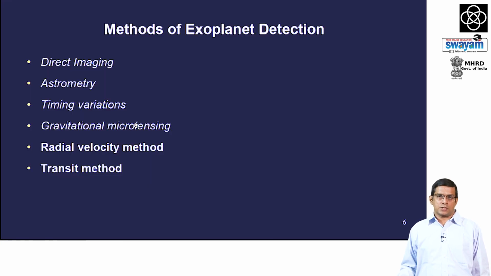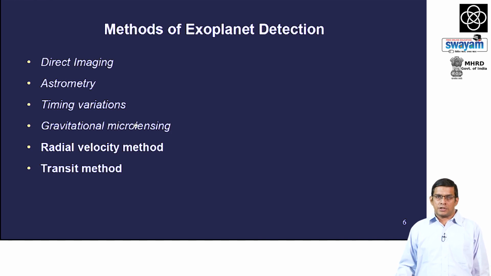There are several methods of exoplanet detection. First is direct imaging, where we try to image the planet around a star directly by blocking off light from the star somehow. Second is astrometry, that is, precise determination of the position and movement of a star over a period of time, which has a planet going around it. Thirdly, timing variations, where we observe the timing of various stellar phenomena and see variations in those which can be ascribed to the presence of planets around them.